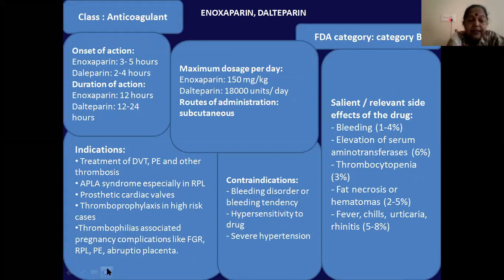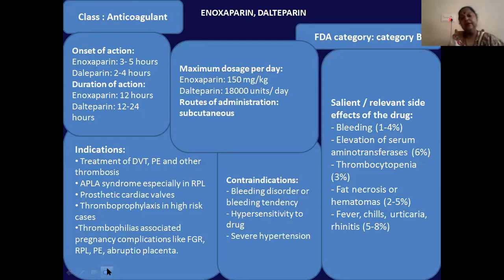So enoxaparin maximum dosage you can give is 150 microgram per kg. Dalteparin is 18,000 unit per day. So these are given subcutaneously. The indications remain the same. The side effects are bleeding, elevation of serum transaminases, thrombocytopenia, fat necrosis or hematomas, and other side effects are fever, chills, urticaria, and rhinitis.